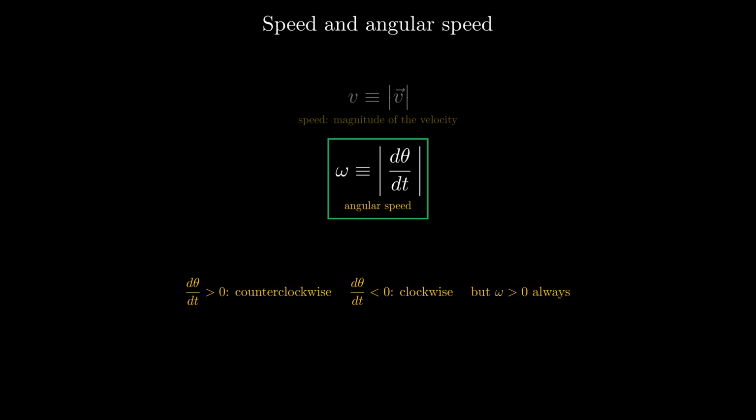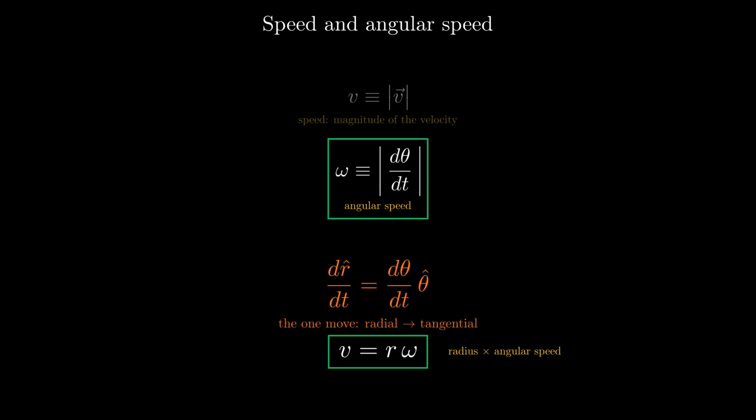With this, the speed has a clean form. Since the tangential component is r times d theta dt, the speed v equals r times omega, radius times angular speed. So the whole story of velocity in circular motion comes down to one move. Differentiating the rotating radial direction, r hat, turns it into the tangential direction, theta hat. The motion was never in a stretching vector. It lived entirely in a spinning one.